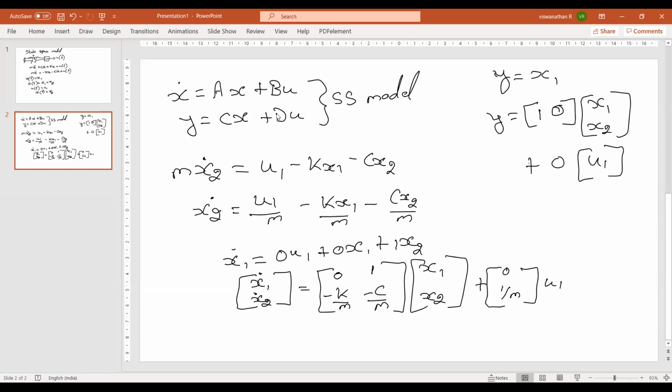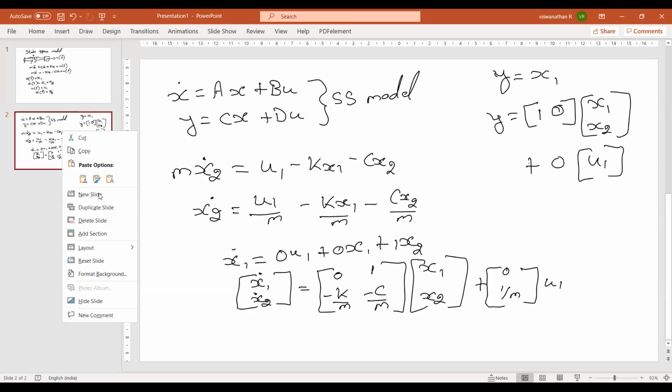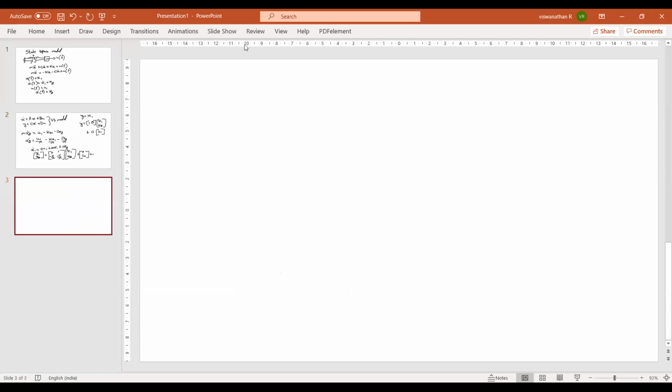x dot is equal to Ax plus Bu, y is equal to Cx plus Du. Now what is the relation between these two? It is the relation between the transfer function and state space model. What is the relation? I'll directly write this.